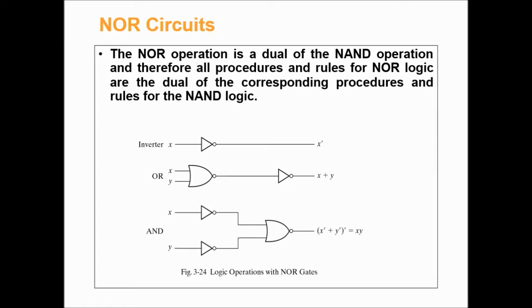The implementation of the complement, OR, and AND operations with NOR gates is shown in this figure. The complement operation is obtained from a one-input NOR gate that behaves exactly like an inverter. The OR operation requires two NOR gates, and the AND operation is obtained with a NOR gate that has inverts on each input.